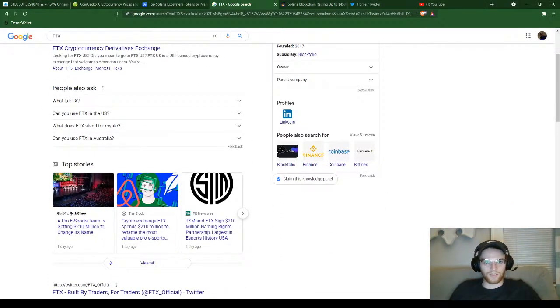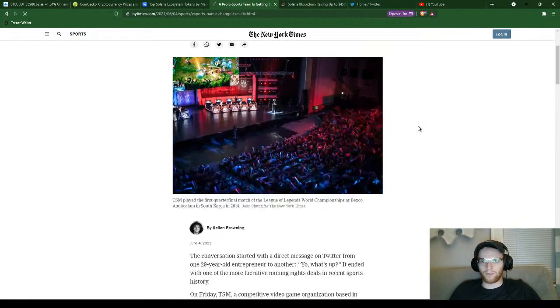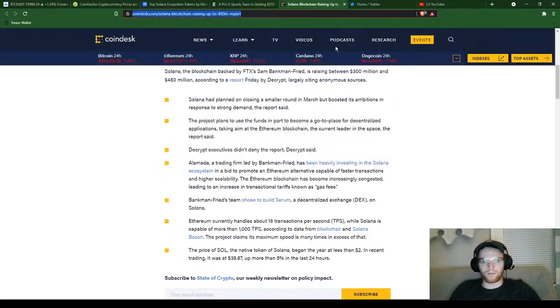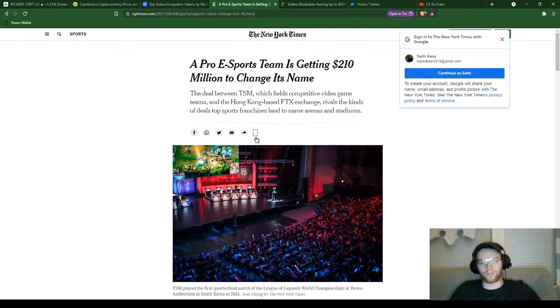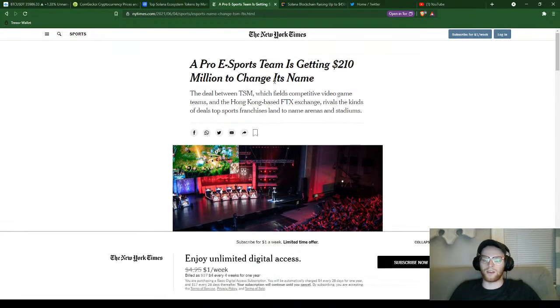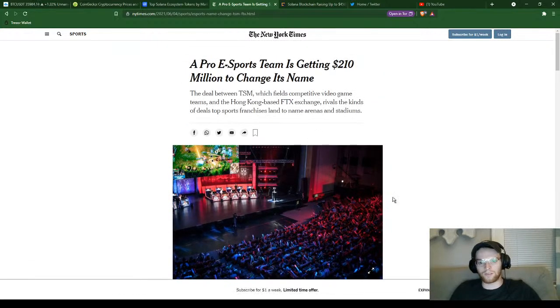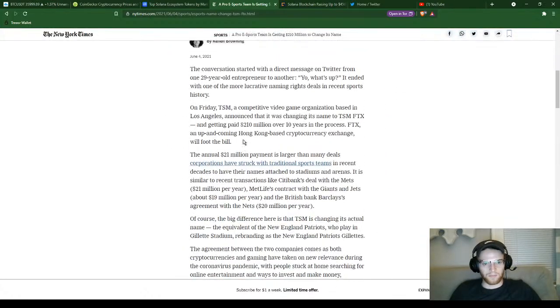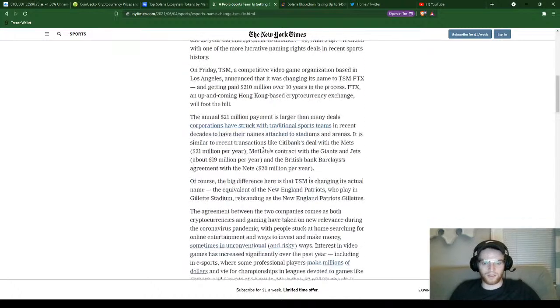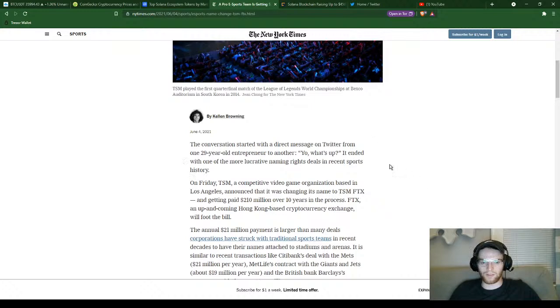So, this is the New York Times. I didn't read this article. I read one from CoinDesk. But we're going to start with this article right here. Pro esports team is getting $210 million to change its name. So TSM will now be TSM FTX, which is crazy. FTX is a centralized crypto exchange, and they've been investing in the Solana ecosystem recently. My friend Theory, who was in the last live stream, sent me an article about this, and it piqued my interest because I just recently saw something about FTX, and TSM's huge. I used to play video games a lot, and I know who TSM is.